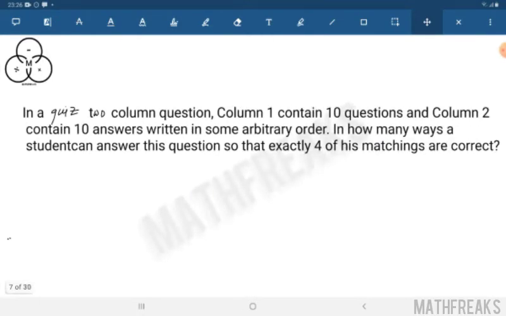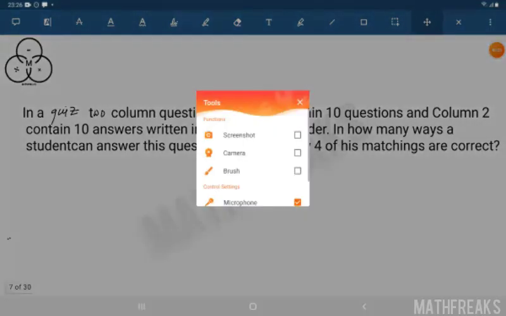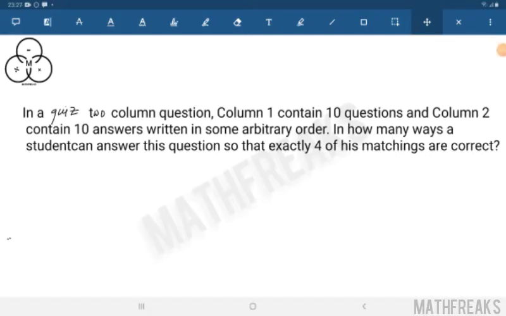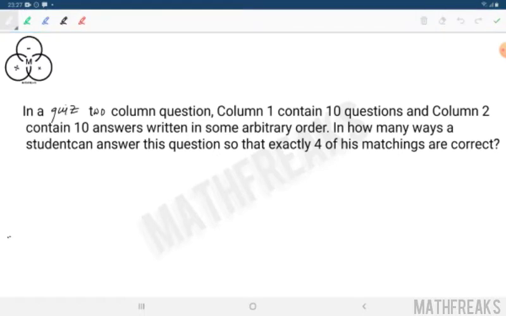In a quiz, two columns of questions are there. Column 1 contains 10 questions and column 2 contains 10 answers written in some arbitrary order. In how many ways can a student answer this question so that exactly 4 of his matchings are correct? There are 10 questions and 4 need to be correct. So we will choose the 4 correct answers.